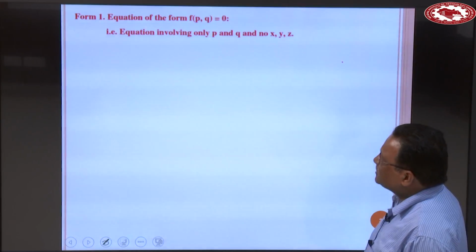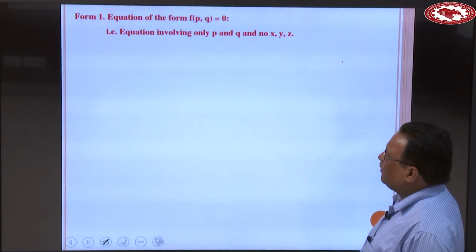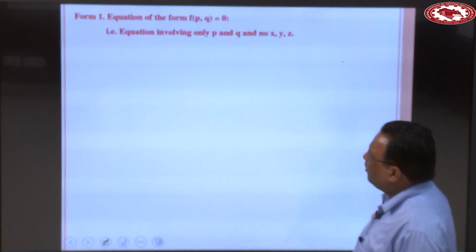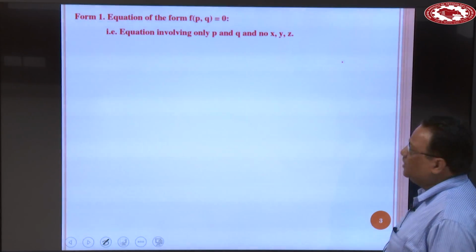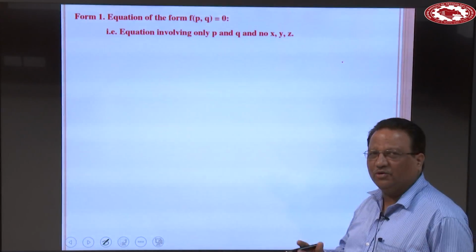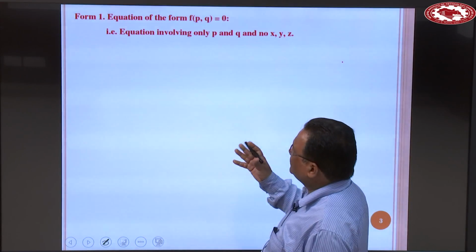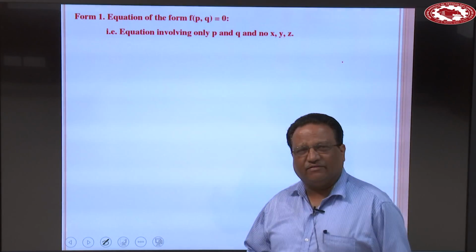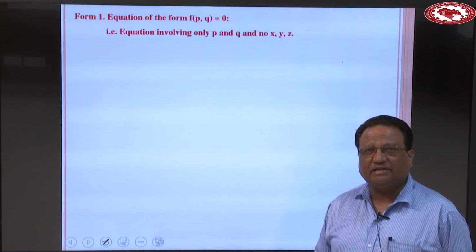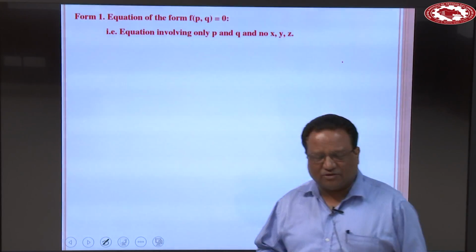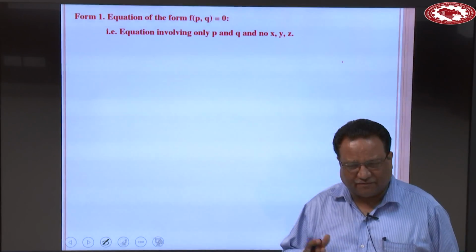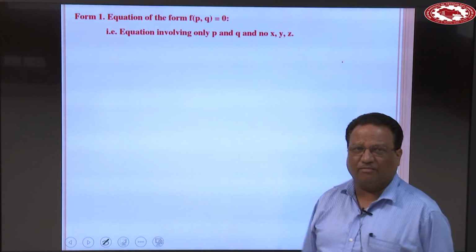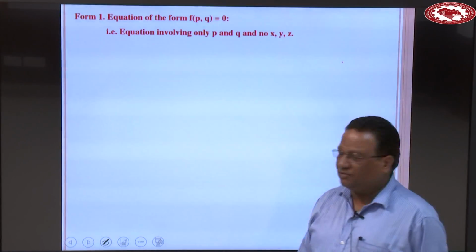First one is equations of the form function of p, q is equal to 0, meaning equations involving only p and q and no x, no y, no z. So those equations which involve only p and q, how can we solve these types of problems? And second, we will discuss those non-linear partial differential equations which are easily reducible to this standard form, and how we can solve those types of problems.